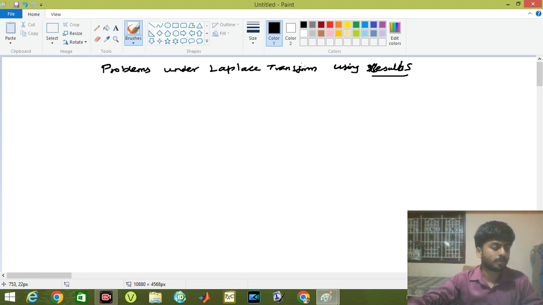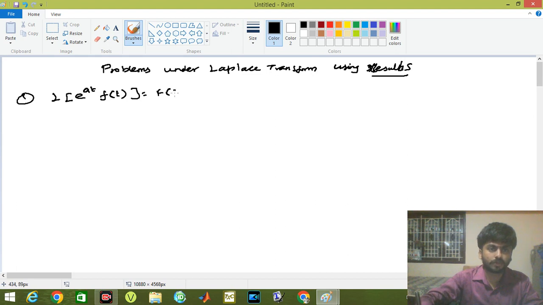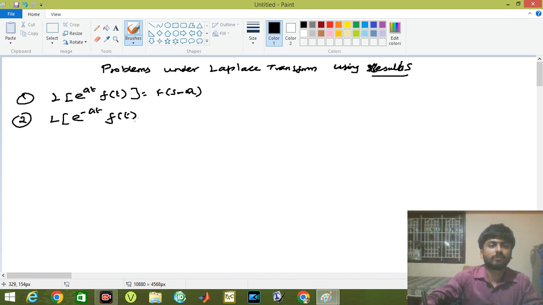Now the first result to see is L of e power at into f of t equal to F of s minus a. Then the second result we are going to see is L of e power minus at f of t equal to F of s plus a.